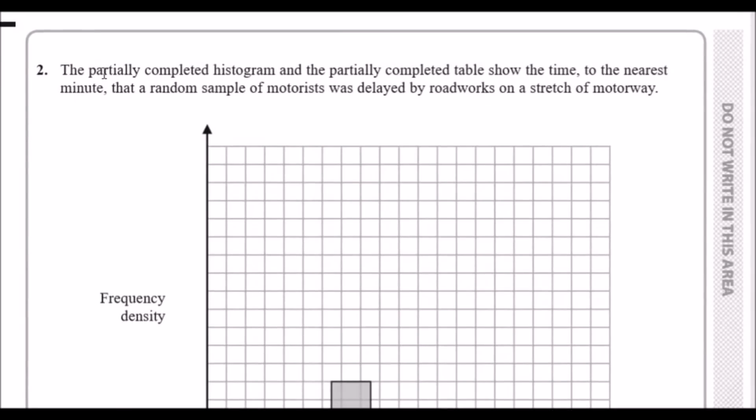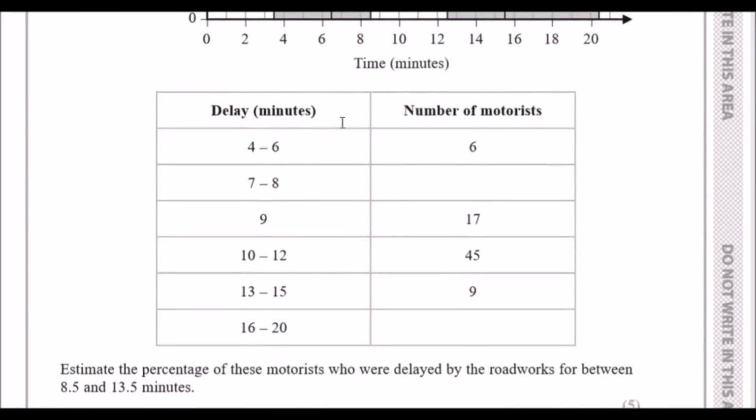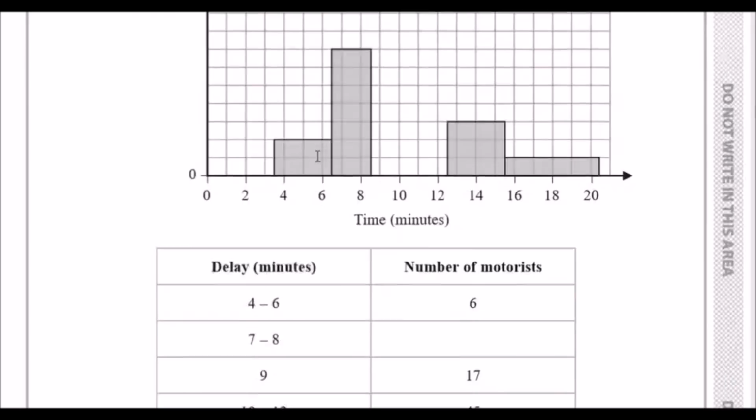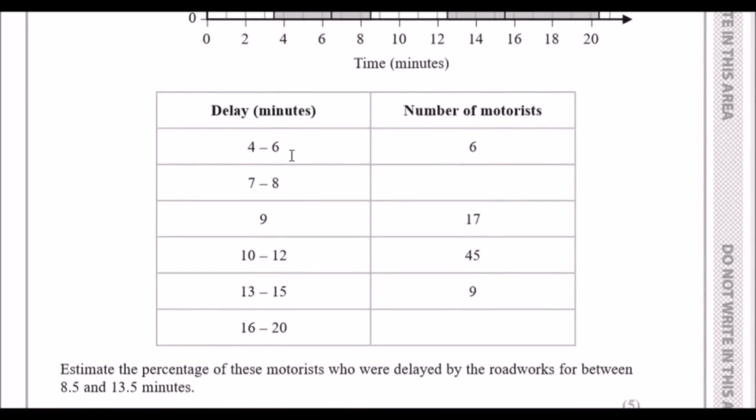So the partially complete histogram and partially complete table show the time, to the nearest minute, that a random sample of motorists was delayed by roadwork on the stretch of motorway. Now, one thing you have to note here as well: when they use the term nearest minute, this means that they've already rounded the figure. And this is very important for a histogram, because for a histogram, like you see below and the graph as well, there should be no gaps.